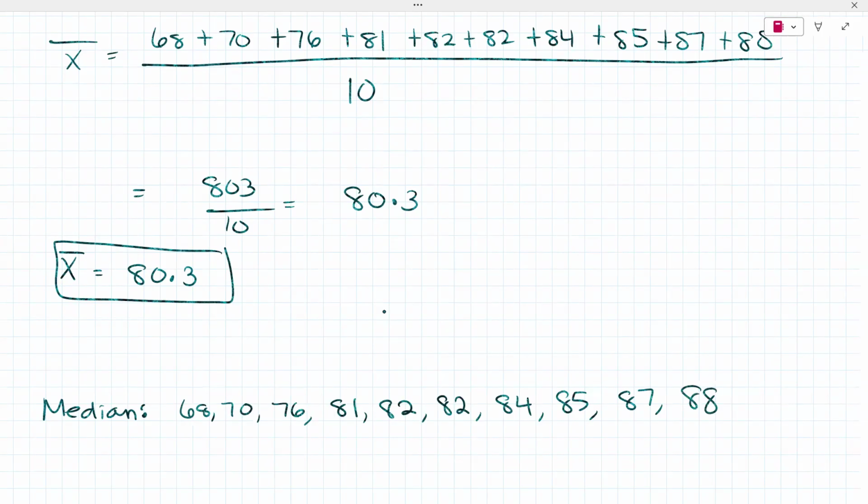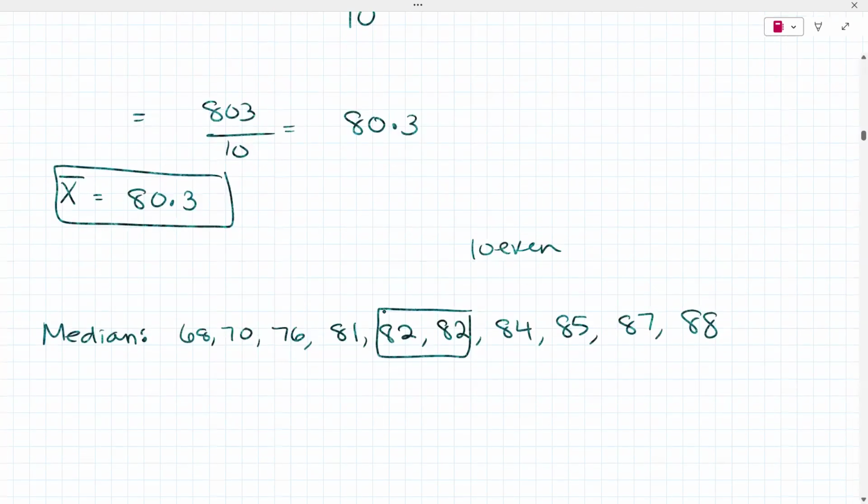Now, because 10 is even, you take the number right in the middle. So I think we have to take the average between 82 and 82, because there's 1, 2, 3, 4 on each side. Even though these numbers are the same, if they were two different numbers, you would still take the average of these two, right? But because these numbers are the same, the average of 82 is going to be 82. Okay, so that is our median.